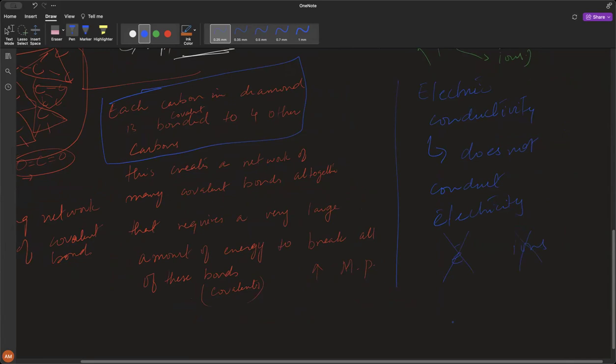Do you get it? Because all of its electrons are involved in bonding. There is no free moving electron at all. There is no electron that can come out and move around. We will see this in graphite. Okay? Is this clear, everyone? Everybody has got this point? Yes. All right.